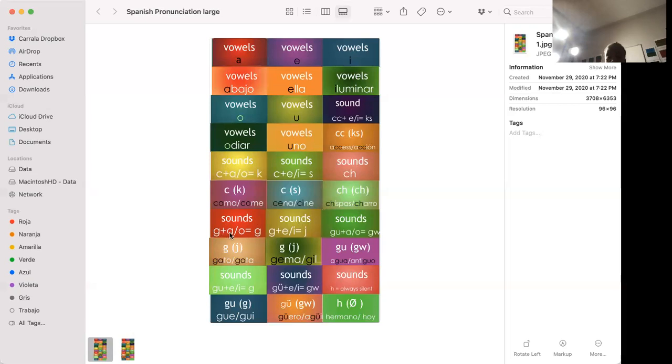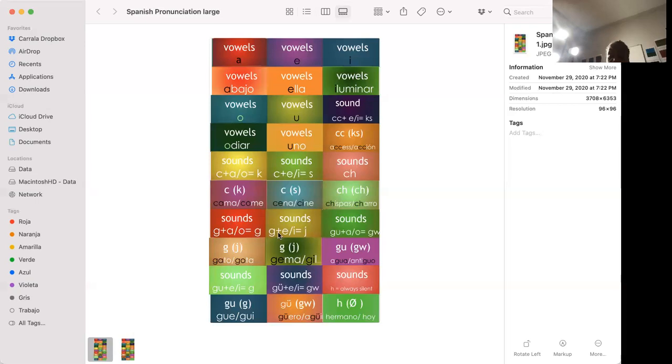So it's the G plus the A or the O, es igual a G, the G sound. So the G is hard. It's G plus the A or the O. The sound of the G is hard, as in gato, or gota, una gota de agua, a drop of water, or gato, which is a cat.